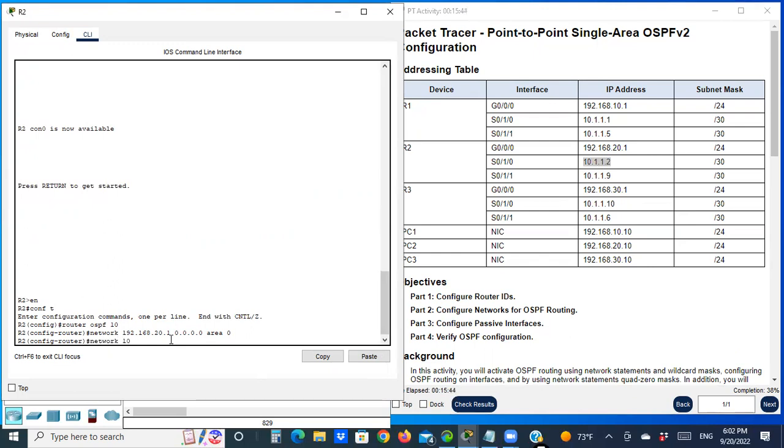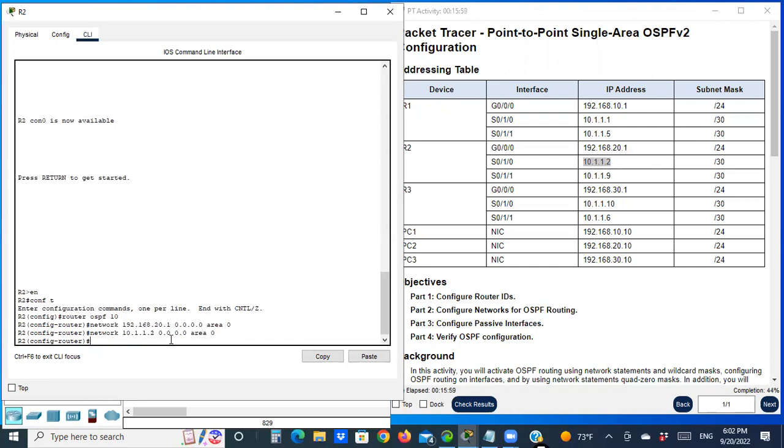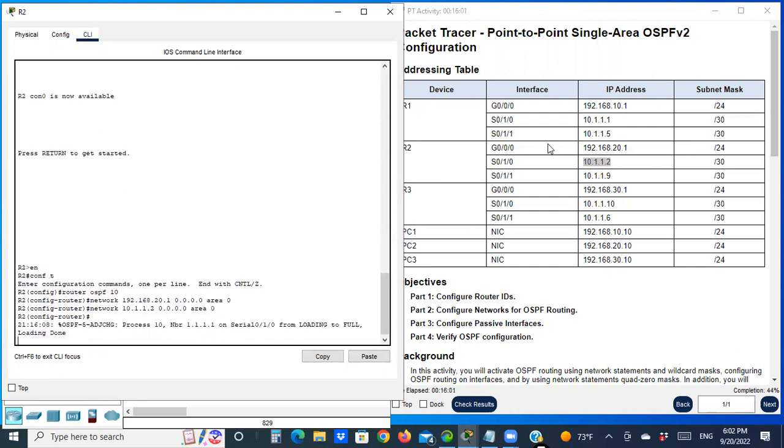Network 10.1.1.2. That is the IP address, quad 0, 0.0.0.0. Okay, area 0. And the third one.